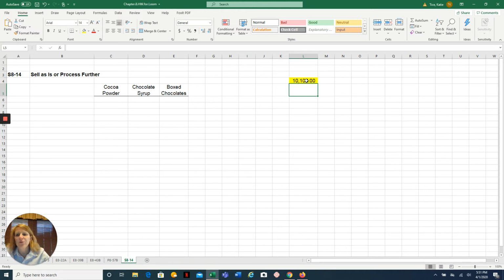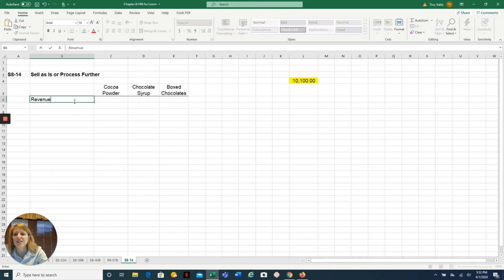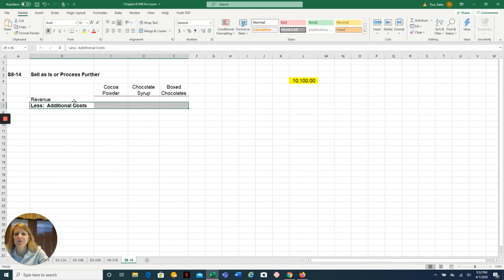So basically we have three options. We could sell as is, so we sell just the cocoa powder, or we could process the cocoa powder further into chocolate syrup, or we could process it even further into boxed chocolates. What we want to do in the sell as is or process further problems is look at the revenue and then subtract any additional costs. And then we see where we're at with each choice.